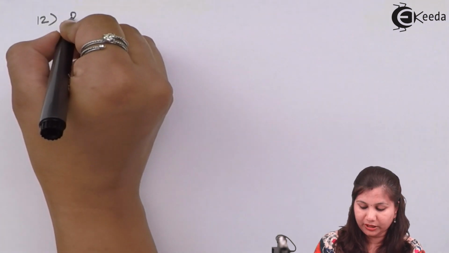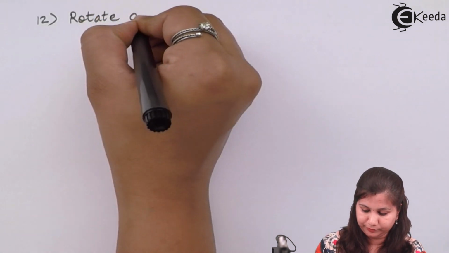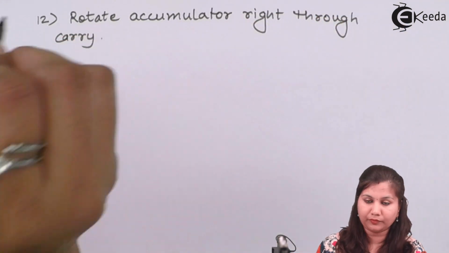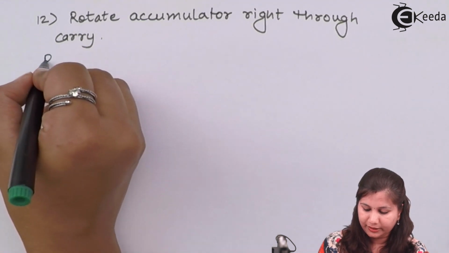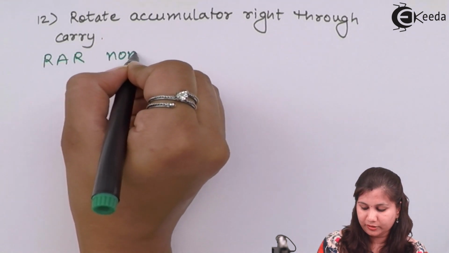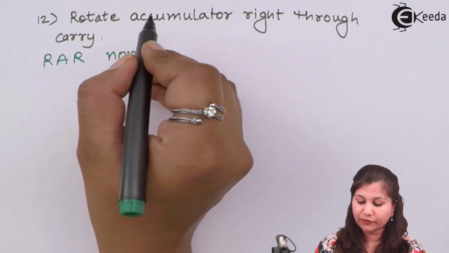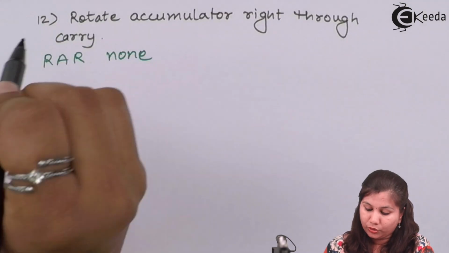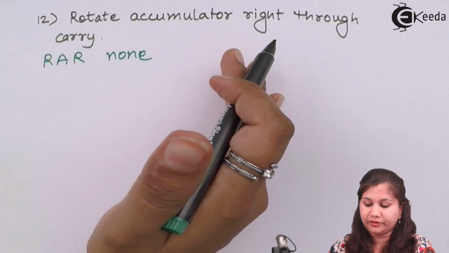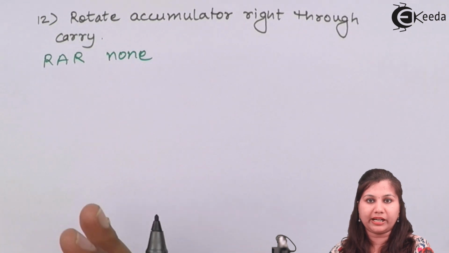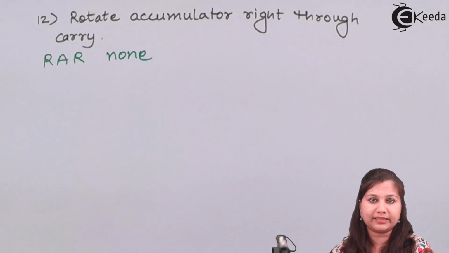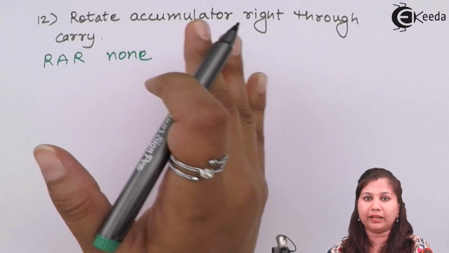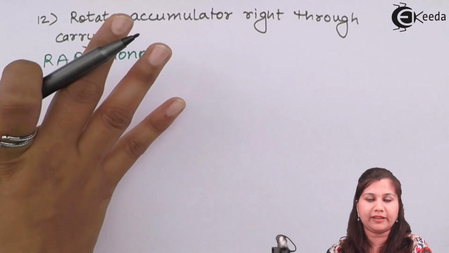Next instruction is rotate accumulator right through carry. The mnemonic for this is RAR. No operand is there. Operand is the accumulator. So the contents of the accumulator will be rotated or shifted to the right hand side through the carry. The accumulator is an 8-bit register, so all the bits will be shifted to the right hand side by 1 bit position. Here we have to use the carry also. So the D0 bit will become the carry flag. Carry flag will become the D7 bit.